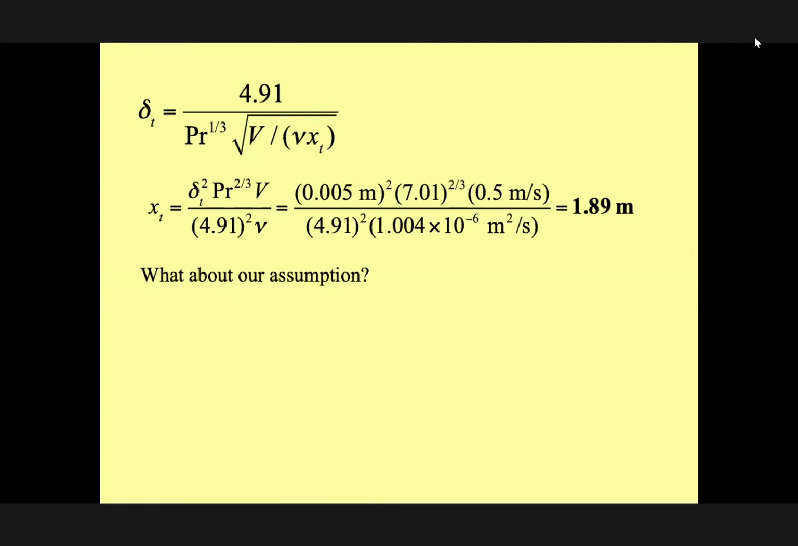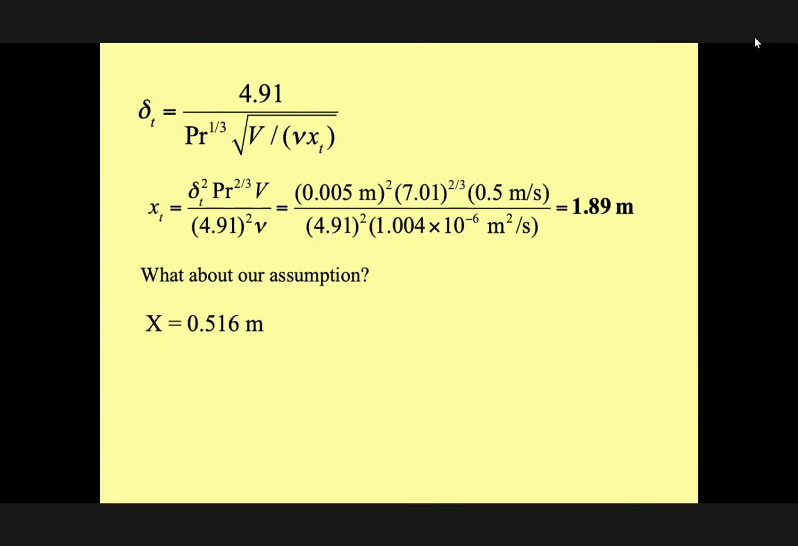Therefore, what about the assumption? Because we assume it's laminar, and based on the laminar, I start to use this equation or the previous one. Therefore, I have to go back and verify if this assumption was correct or wrong. If it's turbulent, that's not correct at all, okay? Therefore, we go back and calculate my Reynolds number.